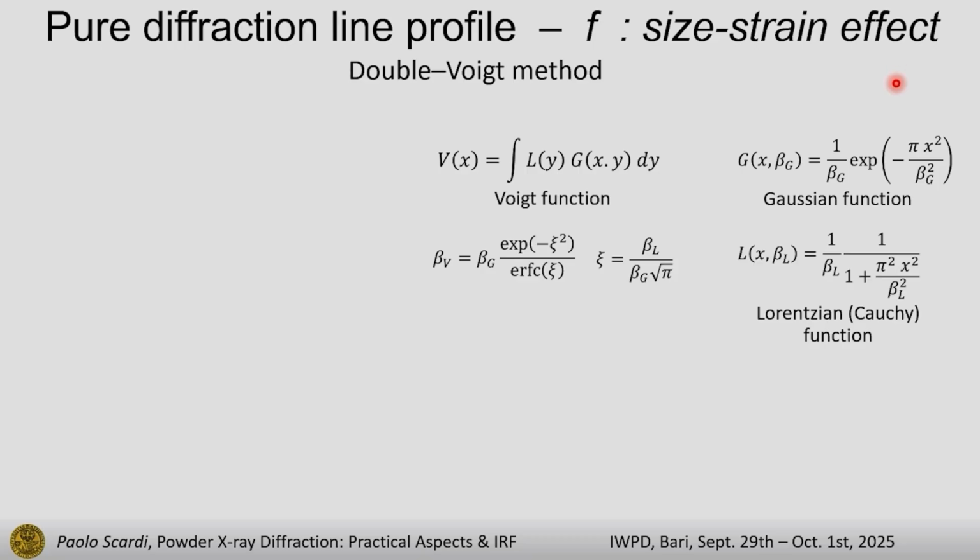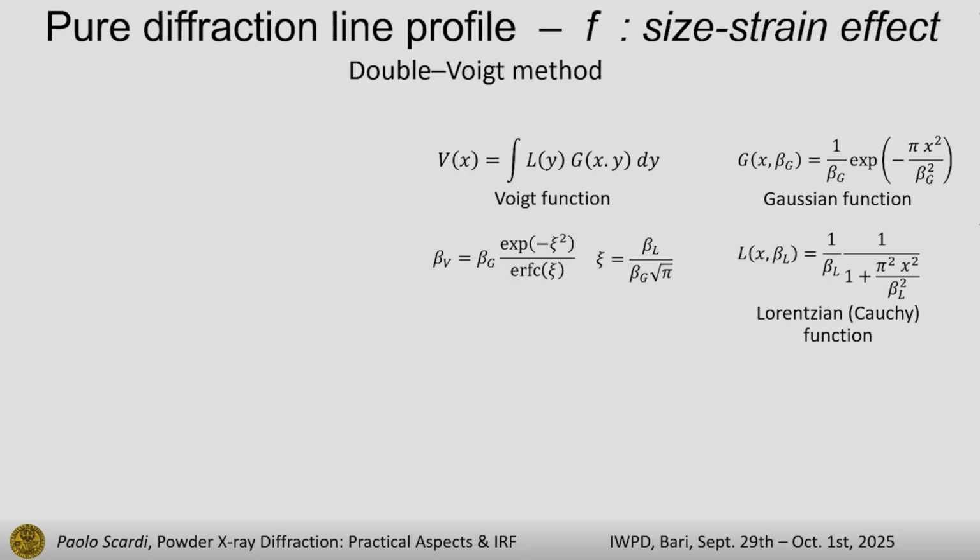Now, x here is any kind of distance from the Bragg position. It can be in theta, it can be in reciprocal space, whatever you want. Beta is the integral breadth, that is the Lorentzian and the Gaussian terms. And you can get the Voigtian integral breadth using these formulas here.